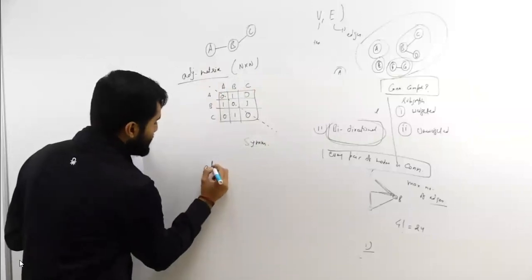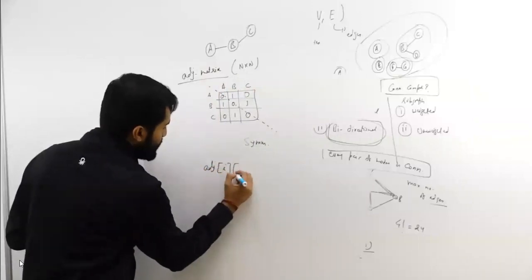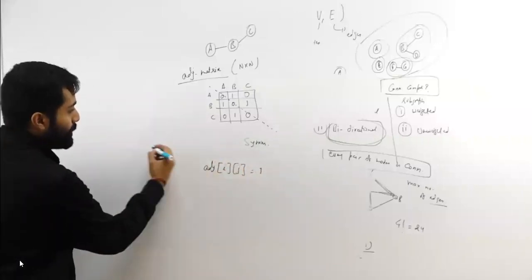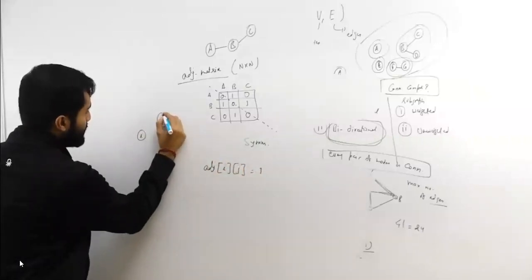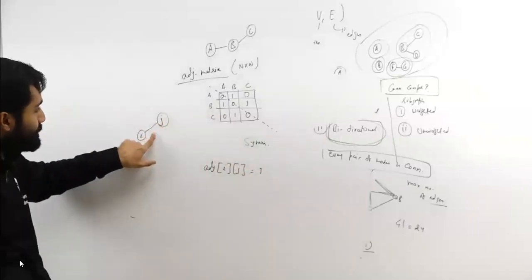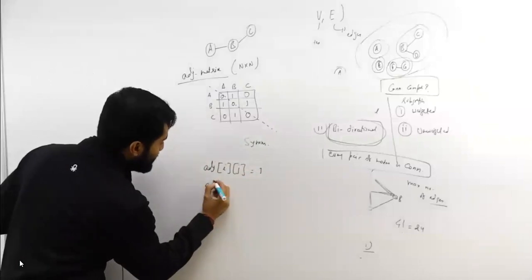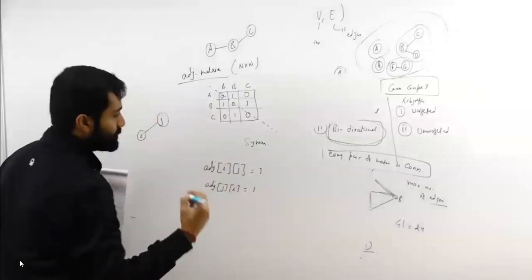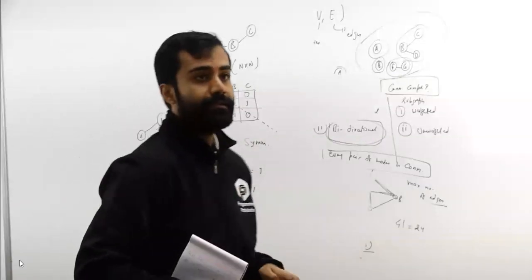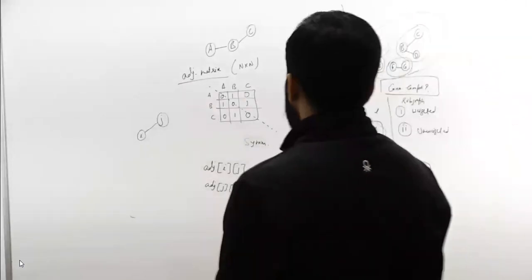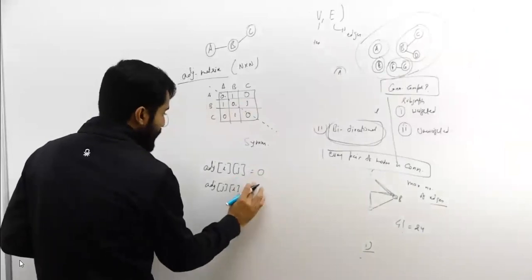Because adjacency matrix of i comma j, let's say if it is 1, that means from i to j, there is a direct edge. Moreover, if that direct edge is bidirectional, then it is guaranteed that adjacency of j comma i will also be 1. Does it make sense to everyone? Yes or no? Right? Similarly, if this was 0, this also has to be 0.